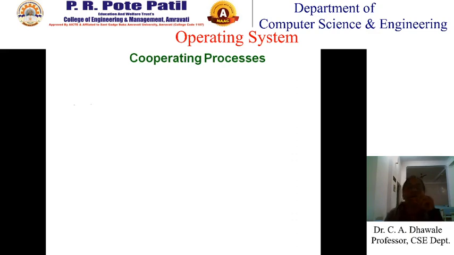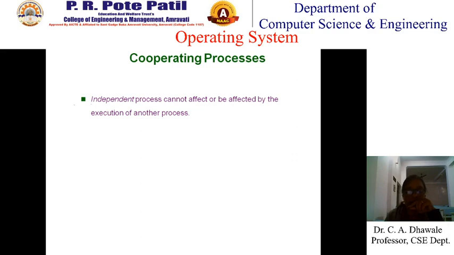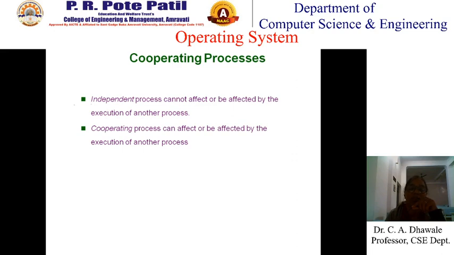Now, what is meant by a cooperating process? There are two types of process: an independent process and a dependent process. Independent processes are not dependent on each other. An independent process cannot affect or be affected by the execution of another process. And cooperating processes can affect or be affected by the execution of another process, because they are dependent, they want to cooperate.